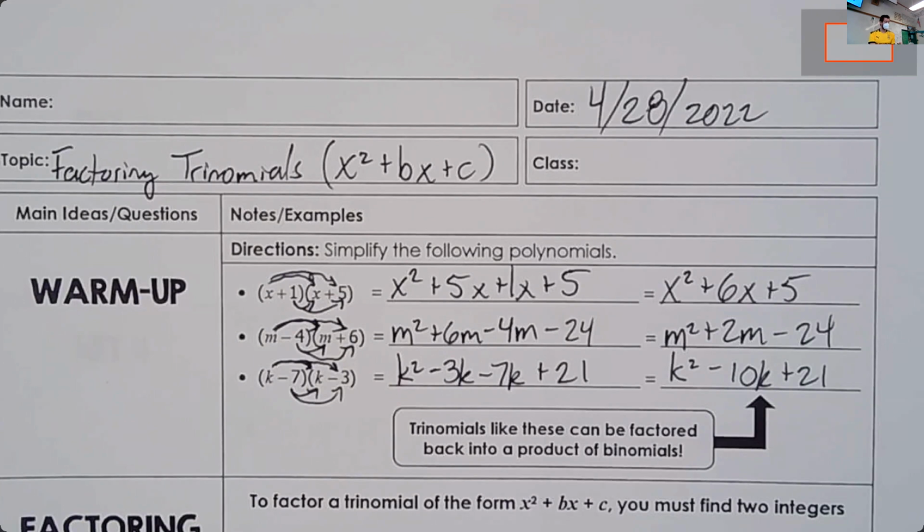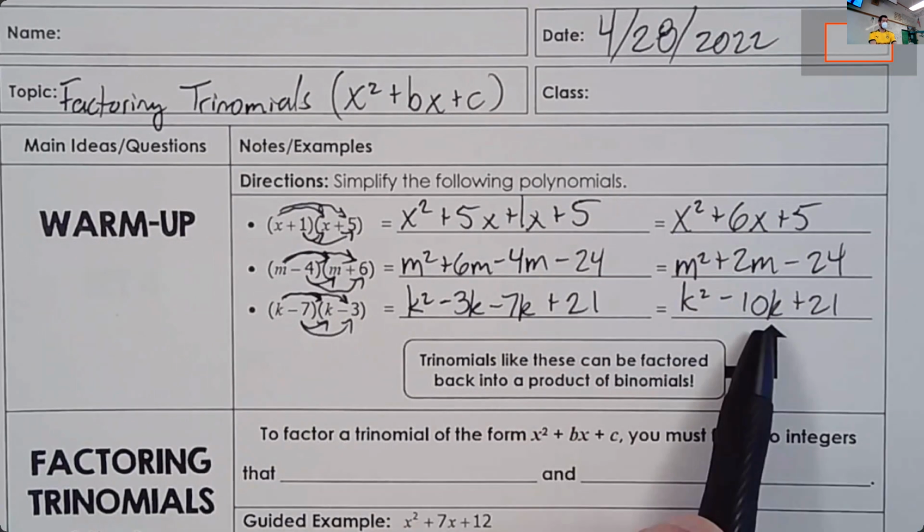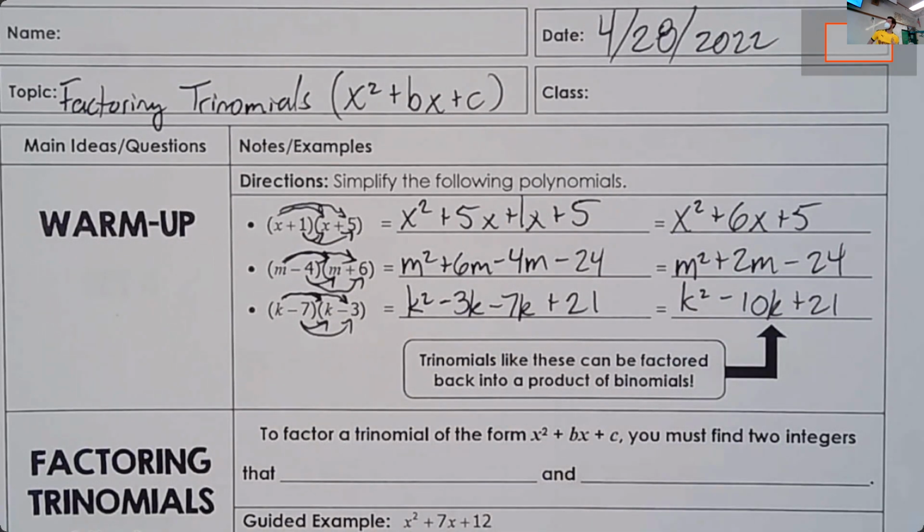And what we're trying to do today, in order to break this apart back into a binomial times a binomial, we are trying to find two integers. Let's review integers real quick. What's an integer? Does anybody remember? Yeah. It is a number. Specifically, what type of numbers are integers?